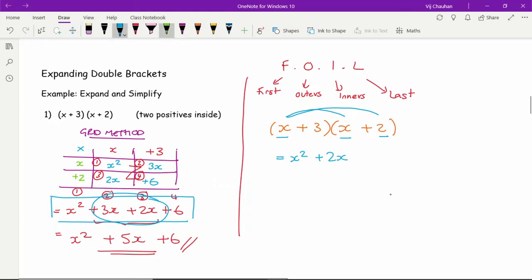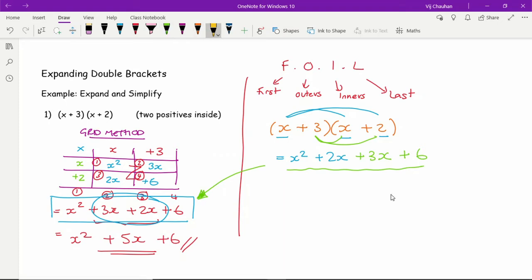Now once I've multiplied everything in that second bracket by the first term in the first bracket, I'm now going to multiply the second term by everything in the second bracket. So here I've got plus 3 times x, which is plus 3x, and I've got 3 times positive 2, which is 6. Now as you can see, this line is exactly the same as what I had there. The only difference is I've not had to draw a grid, but I've still got the same line now. For working out, that's basically what you need to get the 1 mark.